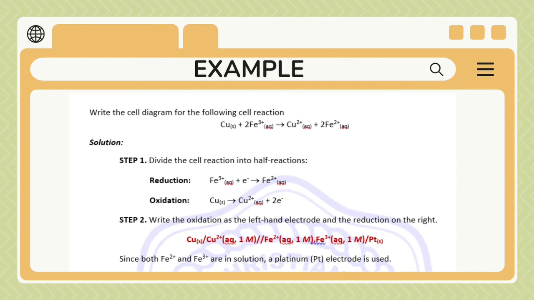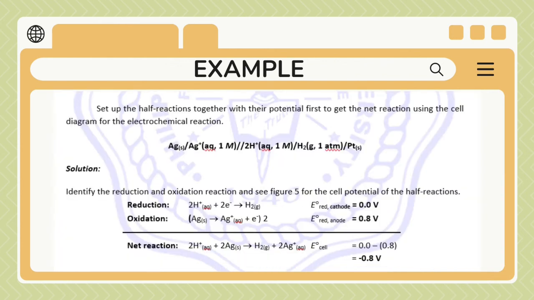Since both Fe2+ and Fe3+ are in solution, a platinum electrode is used. So if you see an iron 2 and an iron 3, or Fe2+ and Fe3+, we're going to use platinum as an electrode. All we need to do is set up the half reactions together with their potentials first to get the net reaction using the cell diagram for the electrochemical reaction.